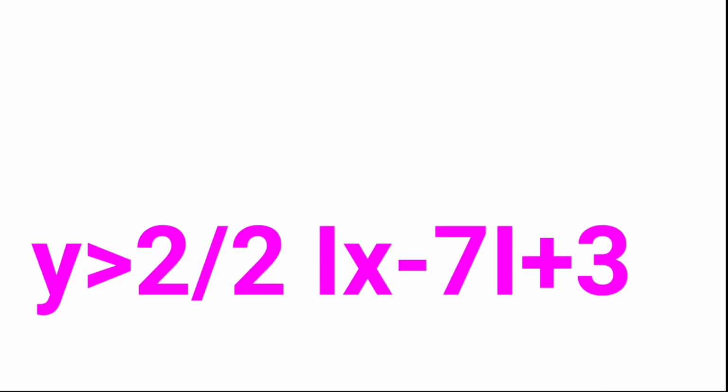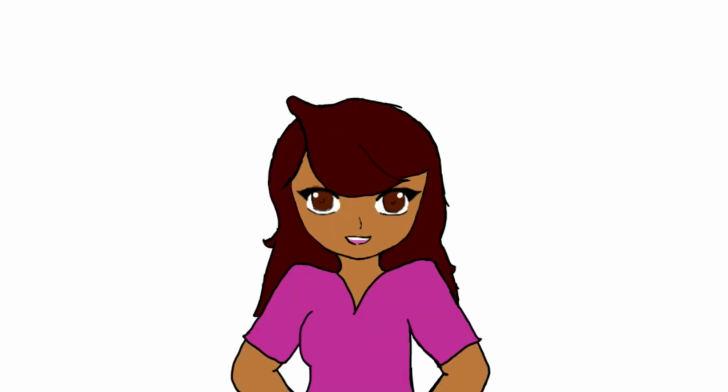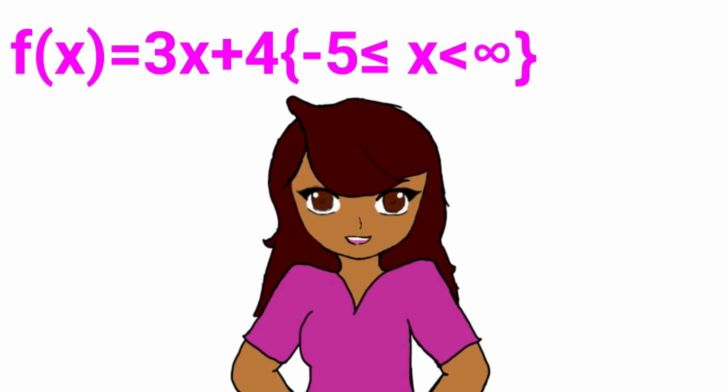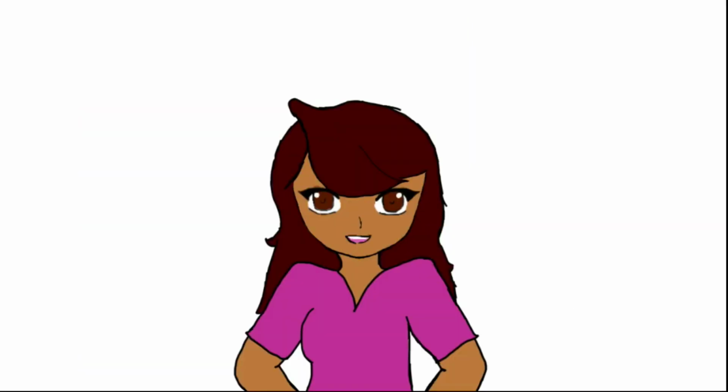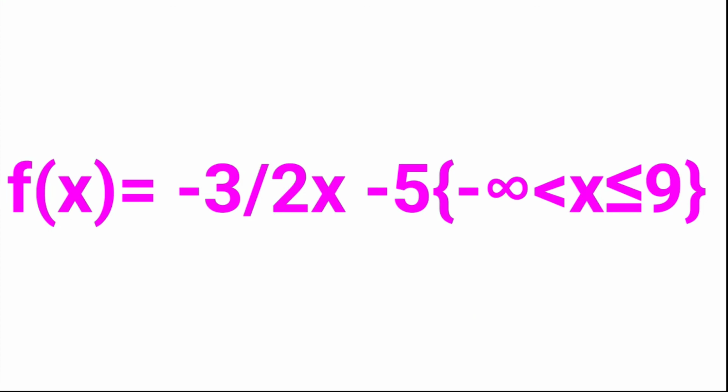Pause the video if you need more time. So it's basically saying we're going to start at the -5 point and make it a closed dot. Then we're going to go to infinity on the other direction because it's infinity. See? Giant monster mama is just a baby lizard mama. Let me give you another one to try out for yourselves and then we can come back together.